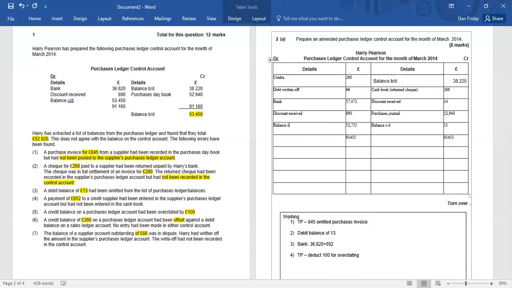That's our balance CD, which becomes our balance BD of 52,752. So this becomes our other balance BD of £13. So all this means is at the end of the month, we owe our suppliers £52,752, but they owe us £13, maybe because we've overpaid.